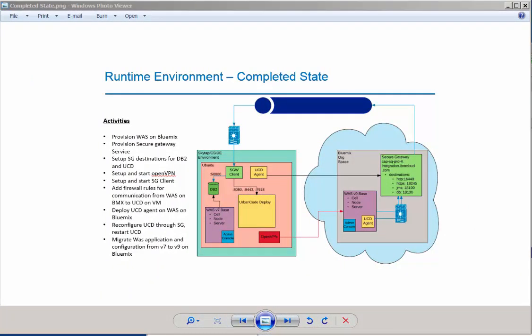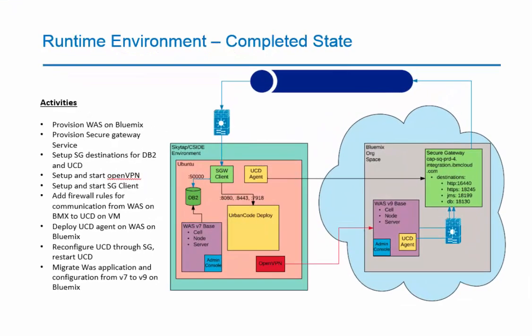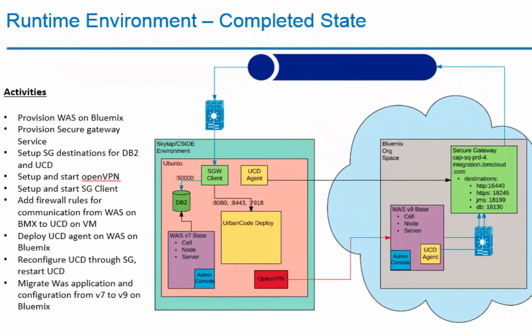As mentioned previously, this demonstration focuses on using IBM UrbanCode Deploy to automate the activities related to setting up and configuring IBM Bluemix for your WebSphere application server environment. Specifically, the activities in the automated process will provision a new WebSphere instance on Bluemix, provision a secure gateway service on Bluemix, and then establish the secure gateway destinations needed to connect to the application database and UrbanCode Deploy, both running on the local image.